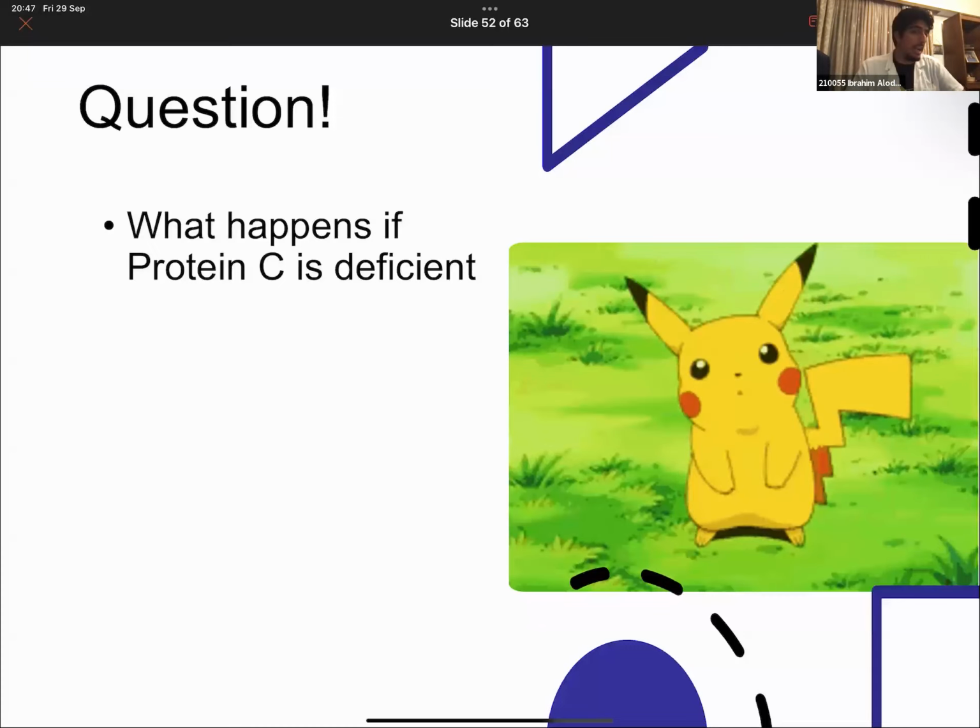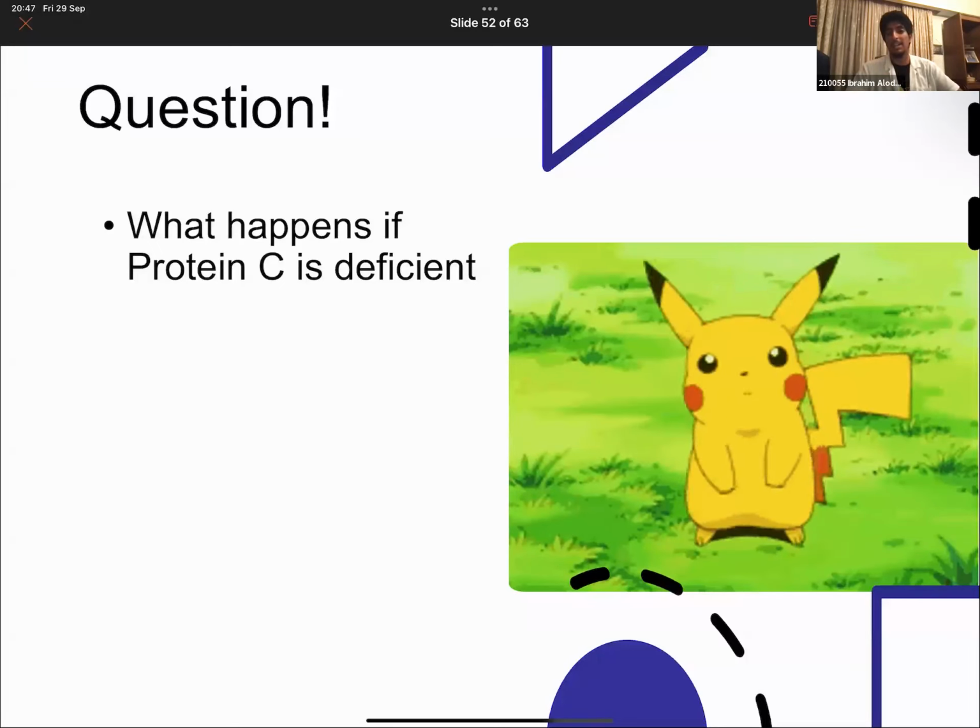Yes, exactly. Factor 8 will not be inhibited and more clot will be formed. Both factor 8 and factor 5 are not going to get inhibited and more clots are going to be formed. Exactly. So that means that the patient is likely going to develop a thrombus.